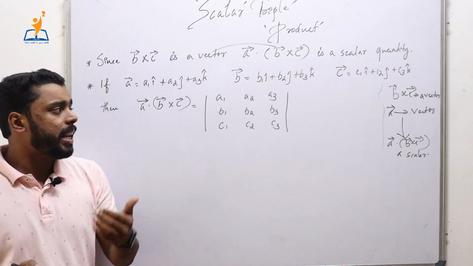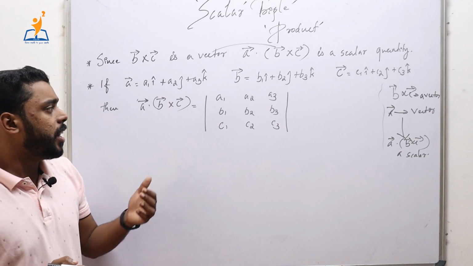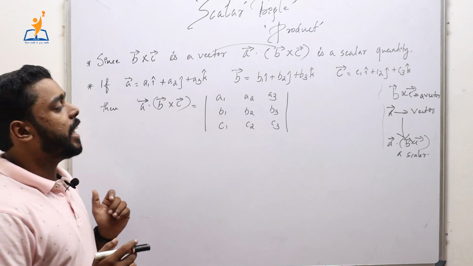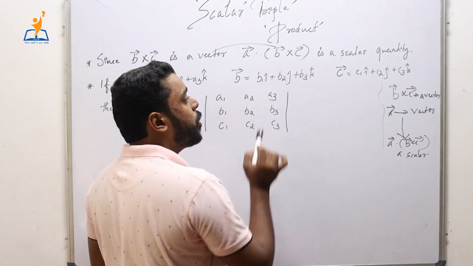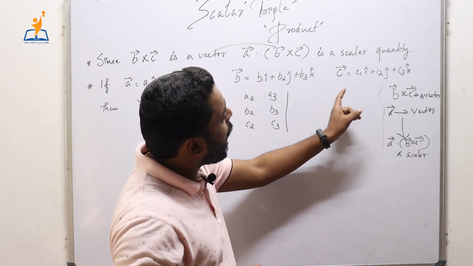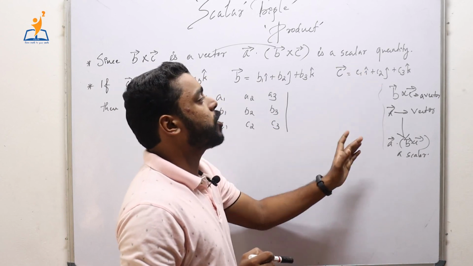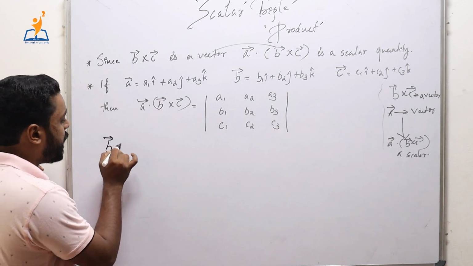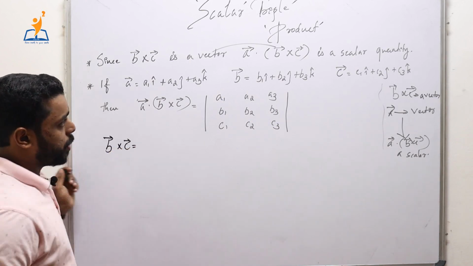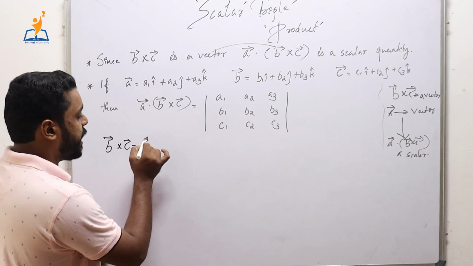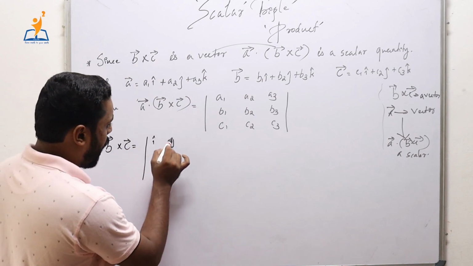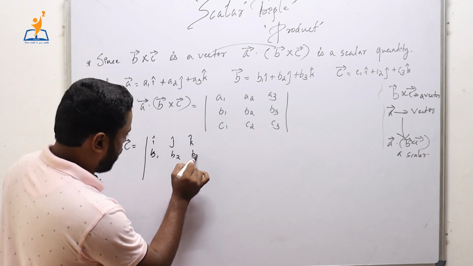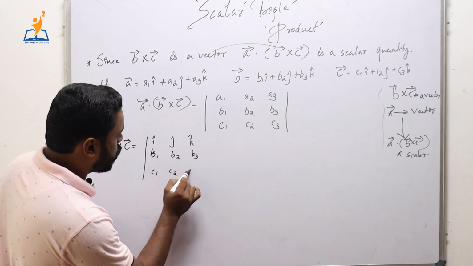I think you can easily derive this condition very well. Let us examine how we can easily derive this. Since B is equal to B1 i cap plus B2 j cap plus B3 k cap and C is equal to C1 i cap plus C2 j cap plus C3 k cap, we know that whenever two vectors B and C are given in the component form, the cross product of B and C can be obtained by the determinant i cap j cap k cap, B1 B2 B3, C1 C2 C3, right?